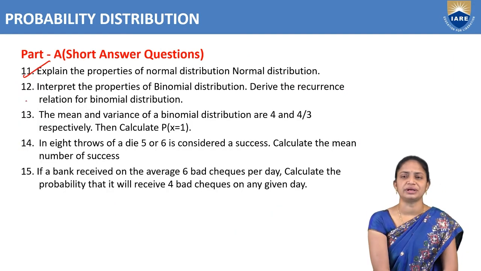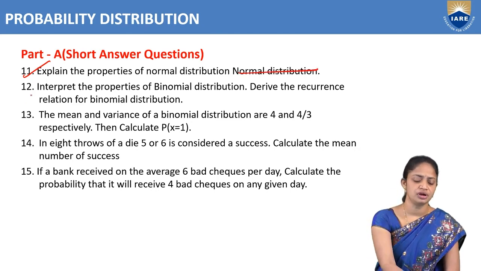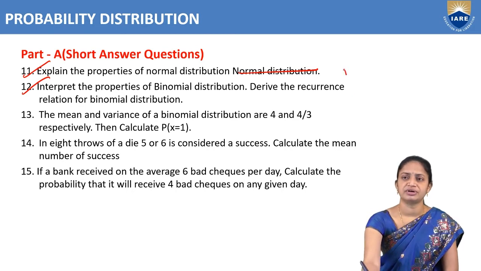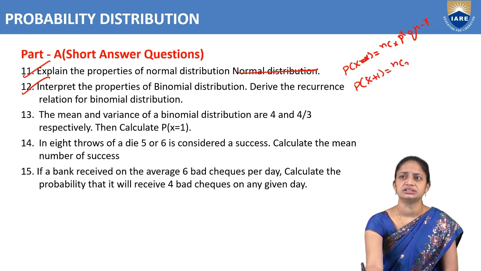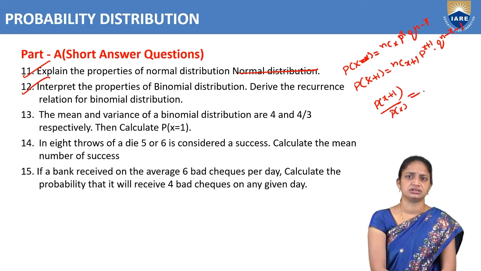So next, explain the properties of the normal distribution. We have to write the normal distribution properties, interpret the properties of the binomial distribution, and derive the recurrence relation for the binomial distribution. For the recurrence relation, first P of X equal to x is NCx P power x Q power N minus x, and we need to calculate P of x plus 1, that is NCx plus 1 P power x plus 1 Q power N minus x minus 1. From that we can calculate P of x plus 1 divided by P of x. So this is our recurrence relation.